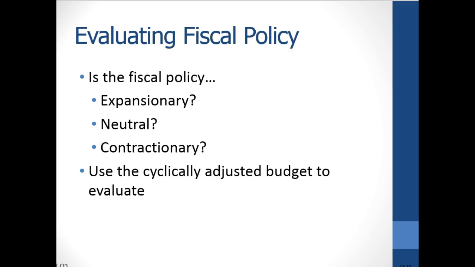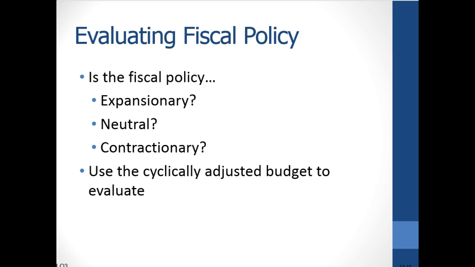Now, another name for the cyclically adjusted budget is the full employment budget. The cyclically adjusted budget measures what the federal budget deficit or surplus would be with existing taxes and government spending if the economy is at full employment. Fiscal policy is neutral when the tax revenue equals government expenditures after adjusting for the reduction in revenues from a recession. The cyclically adjusted budget deficit is 0 in years 1 and 2.